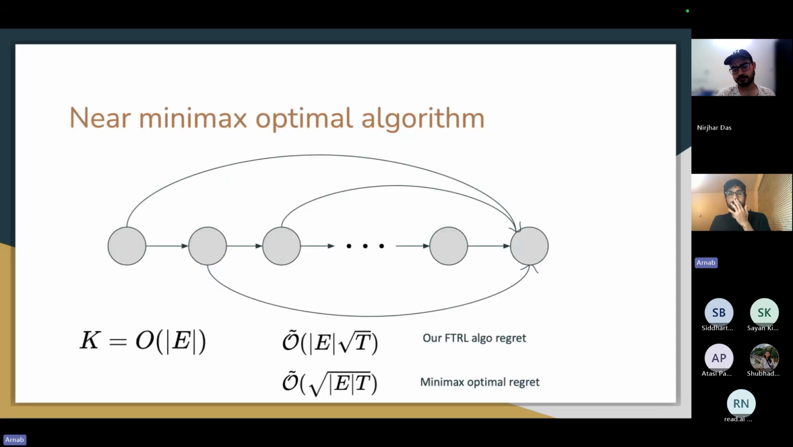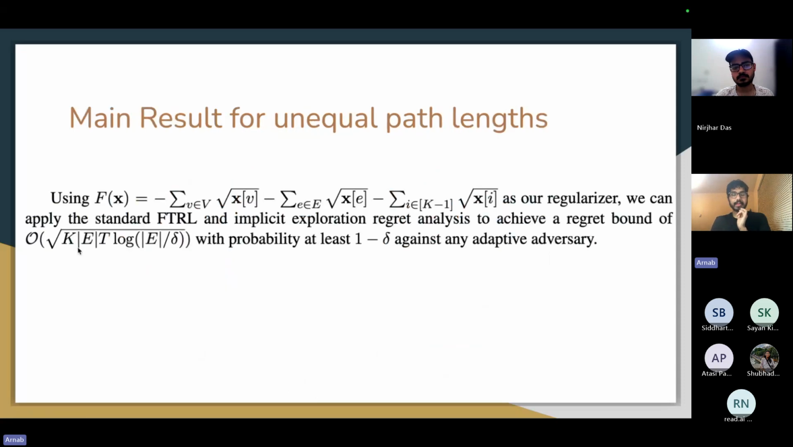So this was the case, but this is still not the end of the story, because if you recall, right at the start, the bound scaled as square root of E T log cardinality of X. So this particular bound can be looser than square root of E T log cardinality of X, where X is the set of paths.